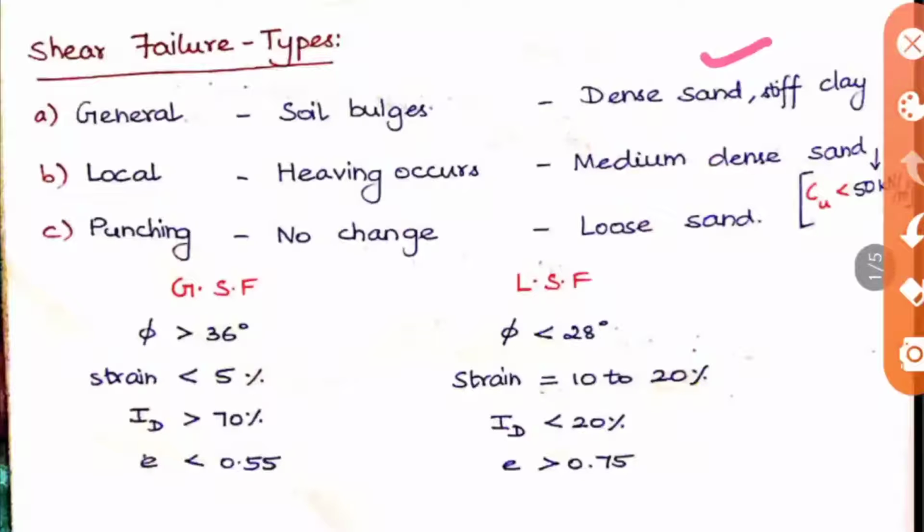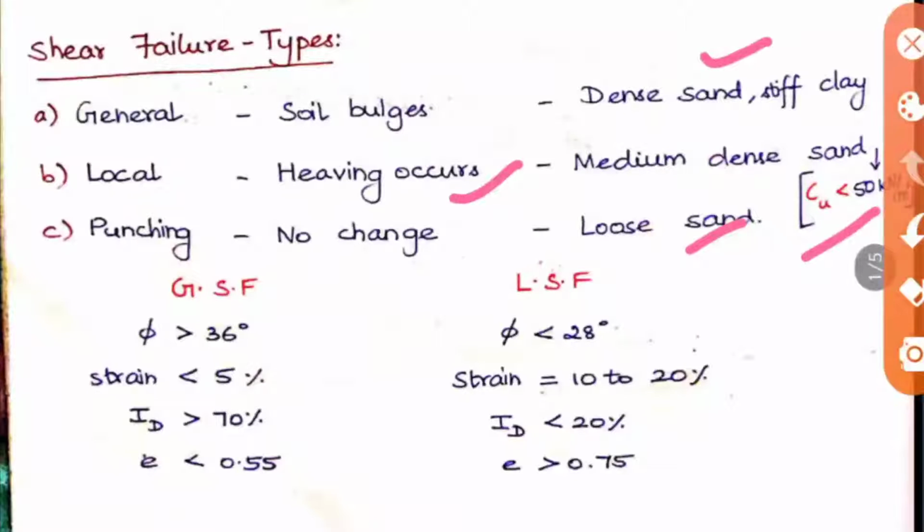The next lower level is the local shear failure. Here heaving occurs, and this occurs normally in medium dense sand. For medium dense sand, they have given a value that Cu is less than 50 kilonewton per meter square. The third one is the punching shear failure. Here no changes are seen because the failure surface does not extend up to the ground level, so we cannot see any failure. This occurs in loose sand.